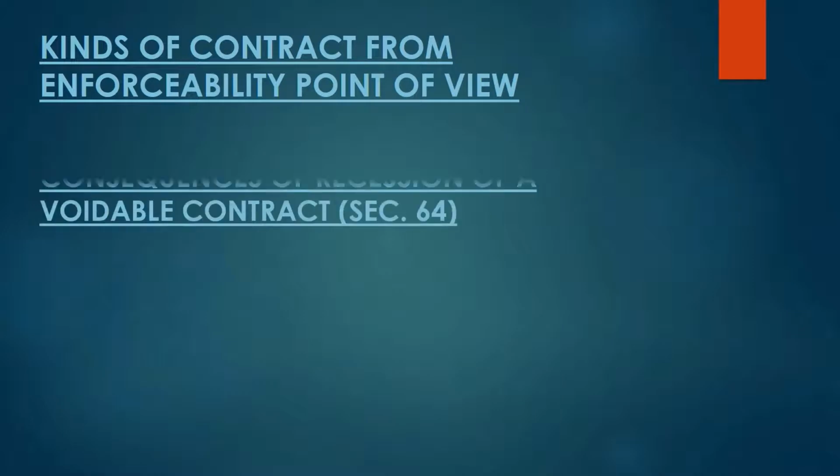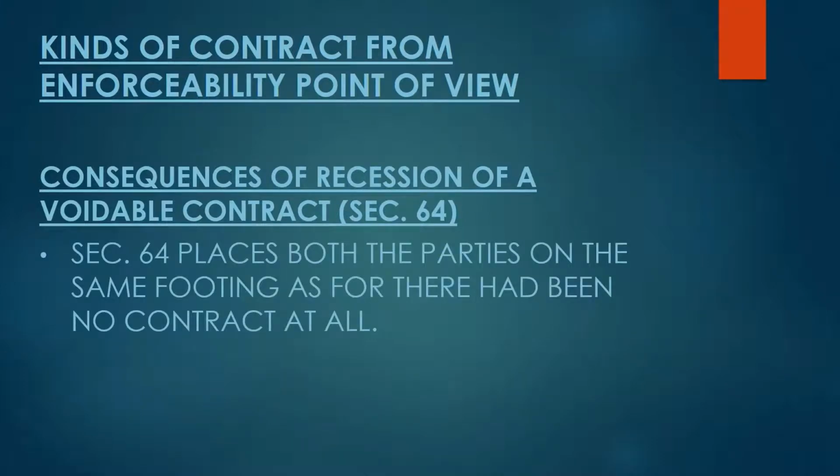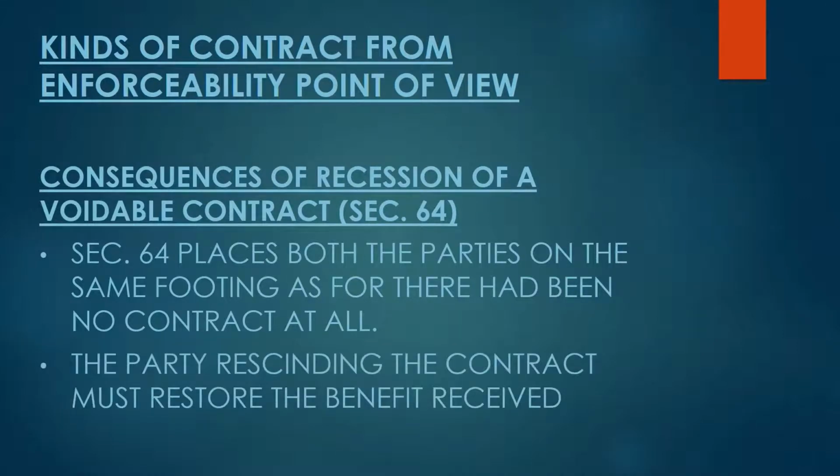Now, consequences when a voidable contract is rescinded. Well, when a voidable contract is rescinded by a party, Section 64 of the Act puts both the parties on the same footing as if there was never a contract at all. Right? Remember this section. Okay. So this means if any party received any benefit under the contract, they are bound to return it to the other party. They are bound to restore it.